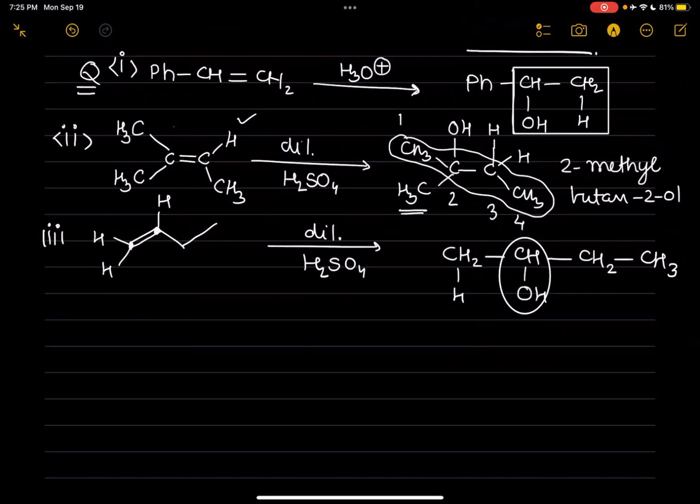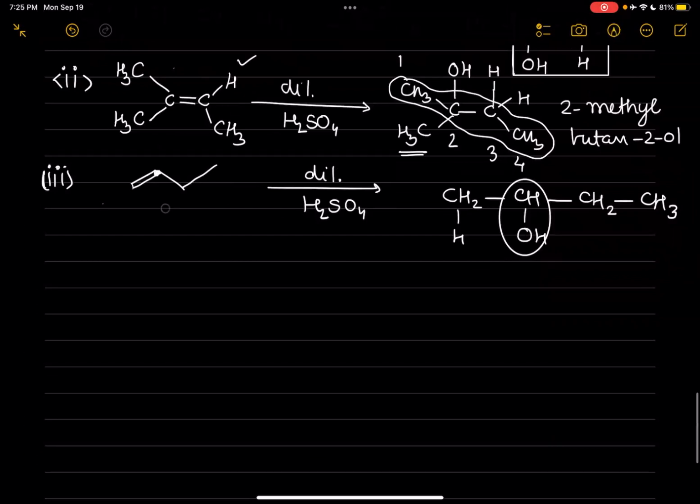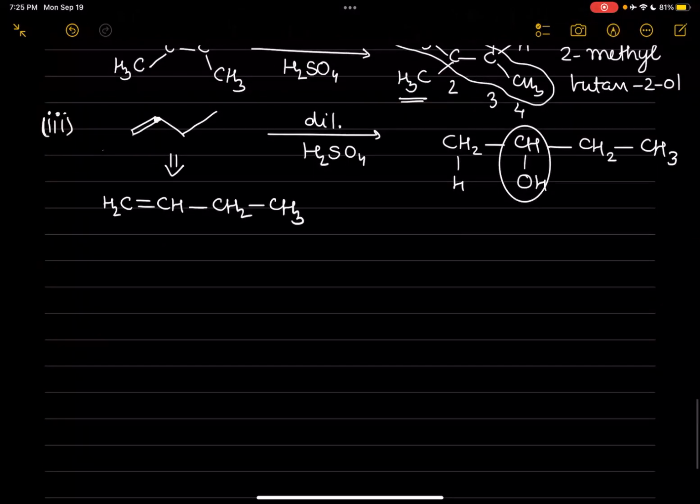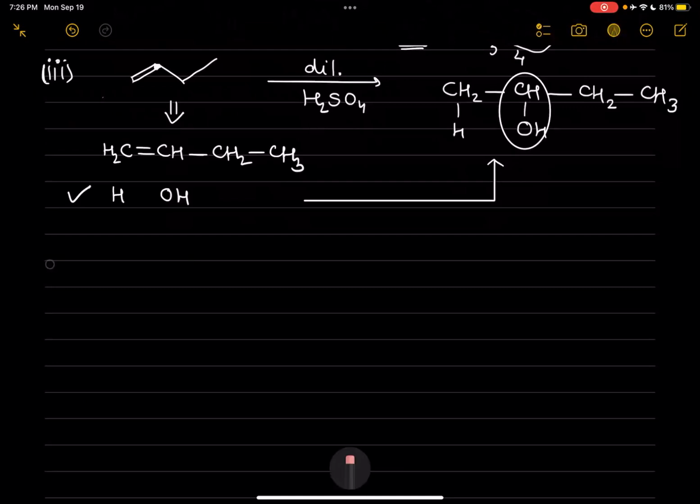Yes, sir. Can you explain this third again? Actually, this is bond line representation, a short form of the whole structure. So I will write this structure in detail: CH2 double bond CH, CH2, CH3. Now we have H and OH to be connected in this way, because this is Markovnikov. We are putting the H on the carbon atom which has more H, and OH in the middle. So this is going to be the answer, right? Clear? Yes, sir. Clear now.